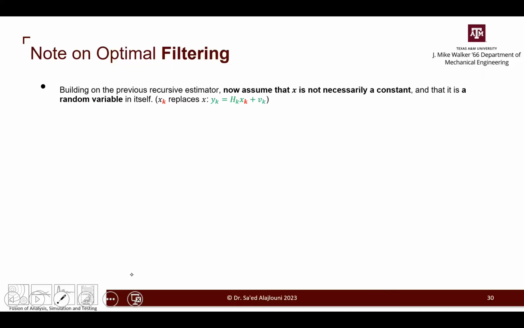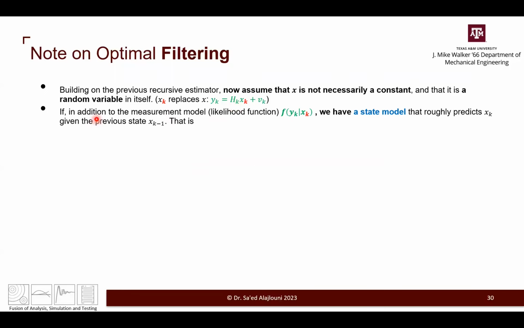Okay, building on the previous recursive estimator, assume that x is not necessarily a constant now, and it is a random variable itself. It can have a certain model of how it propagates with time as well. So what we're going to do for now is replace x in our measurement model with x sub k. This model, by the way, we also called the likelihood function; it has a certain PDF, f of y given x.